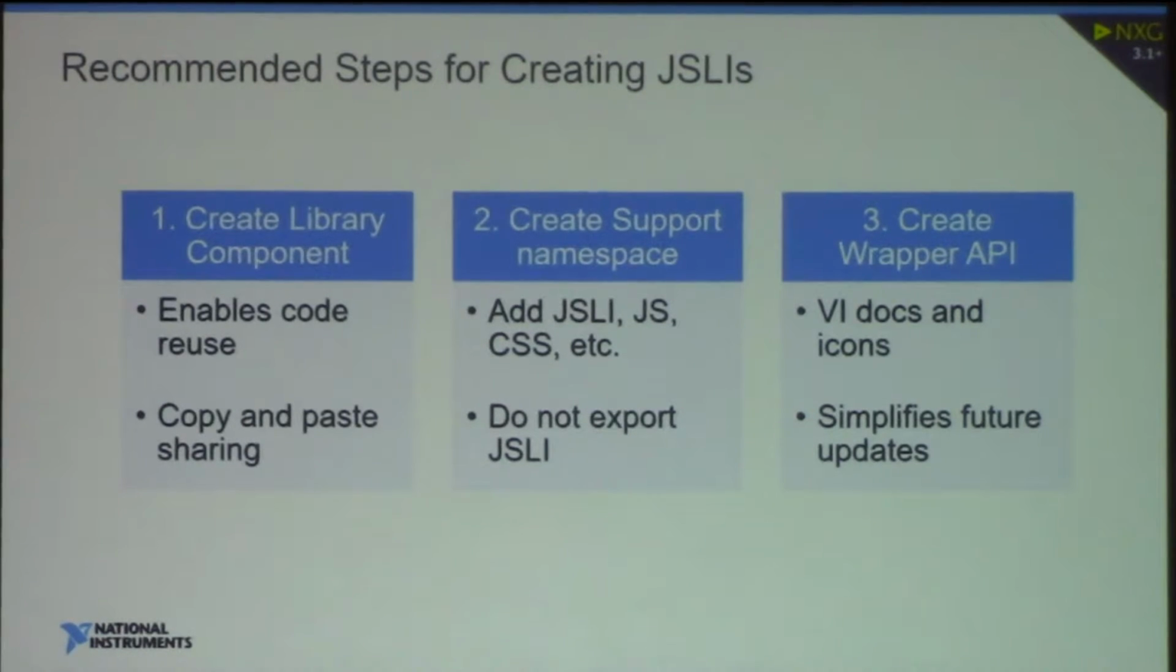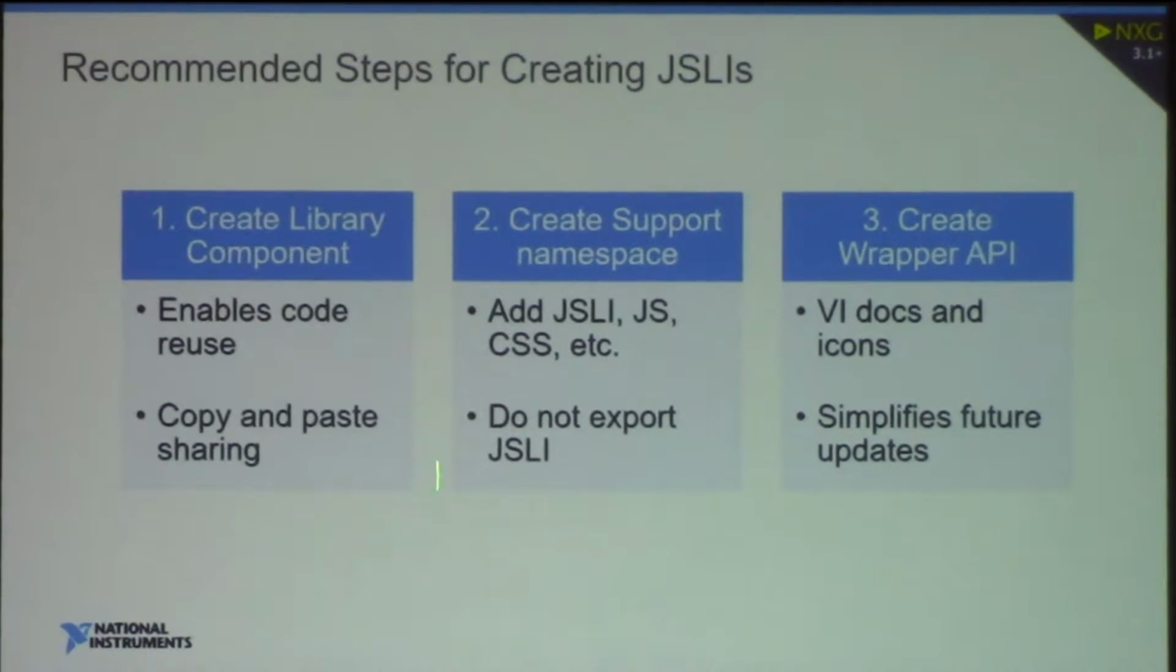So the recommended steps for creating JSLIs, these are Milan's recommended steps and my recommended steps, but I think it helps write good reusable code. Create a library component whenever you're creating a new JSLI, versus an application component. The web app component is your main application. A library component will be for some reusable code, so make a library component that enables that copy and paste sharing. Add a support namespace in it to hide all the JS, JSLI, CSS stuff, the stuff that's not relevant to the public API for your library, but is all the internal implementation details.